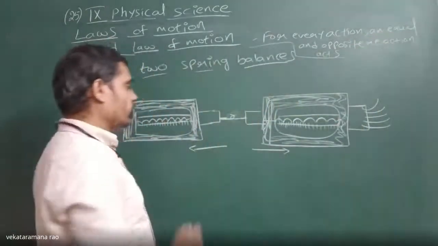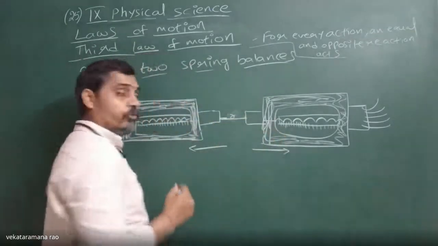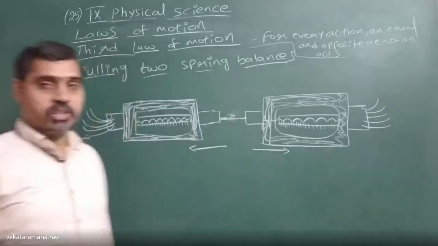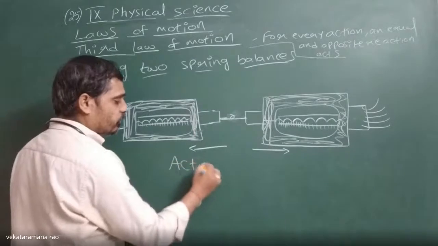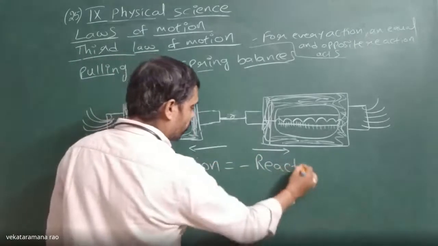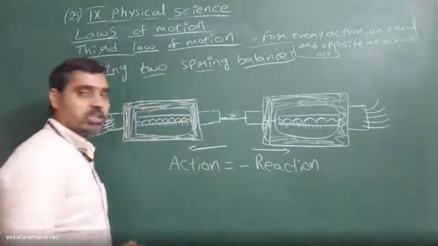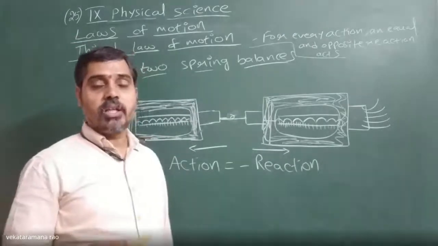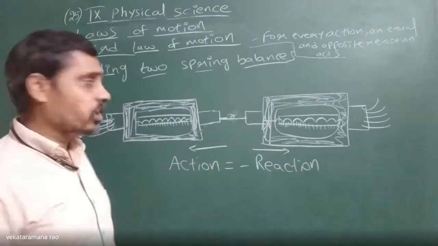Here, if you assume that the force applied by the first spring on the second spring is action, then the force applied by the second spring on the first spring is known as reaction. That's why we can say that action is equal to minus reaction. Why are we mentioning minus? This negative sign indicates that the force is acting in the opposite direction.